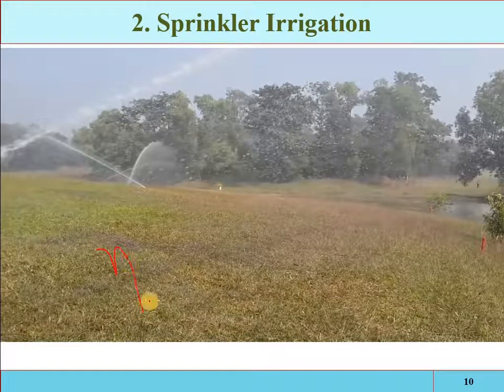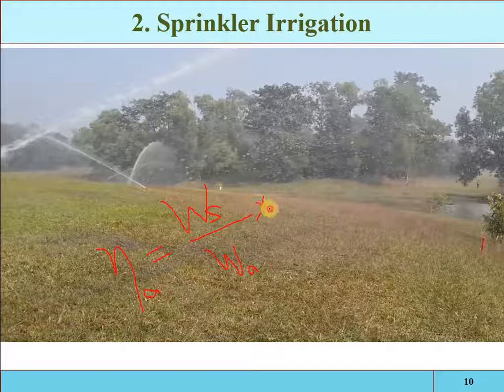And the efficiency of the system is the water which you are applying into the field. The application efficiency of the system will be equal to the water stored in the root zone divided by the water applied into the system. That is the application efficiency. So how much water you are applying into the system and how much water is stored in the root zone, that is called the application efficiency.